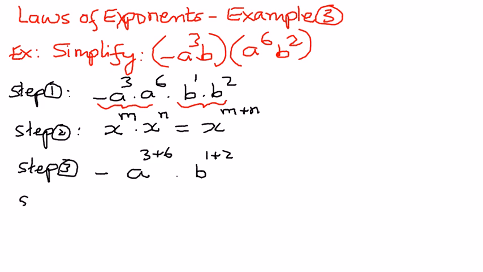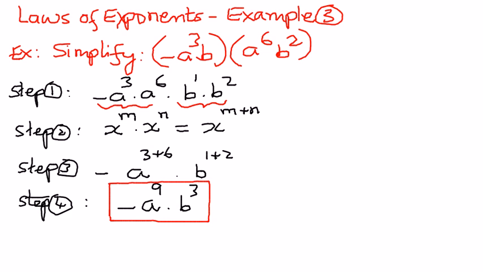And then in step number 4, we're going to simplify it some more and then write it out as follows. Negative a to the power of 3 plus 6 is 9, and then b to the power of 1 plus 2 is 3. So therefore, this is our answer. We have used the laws of exponents to simplify this particular problem.